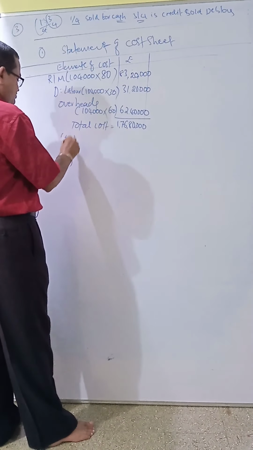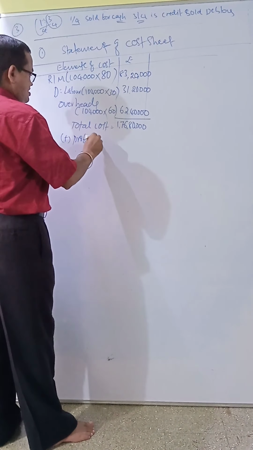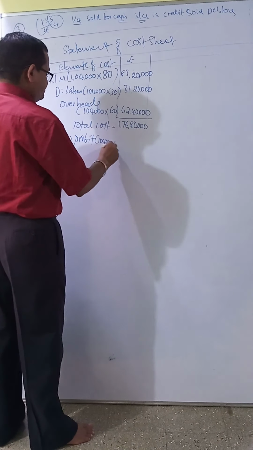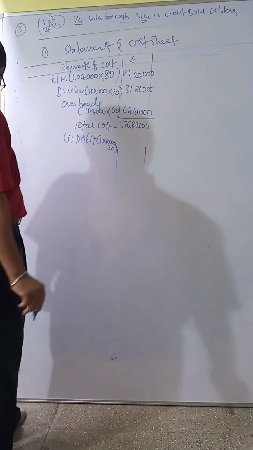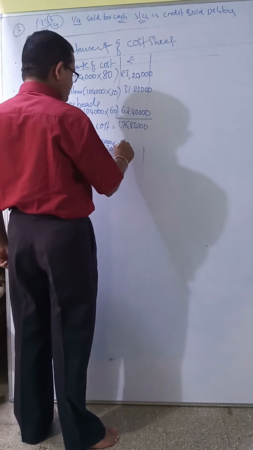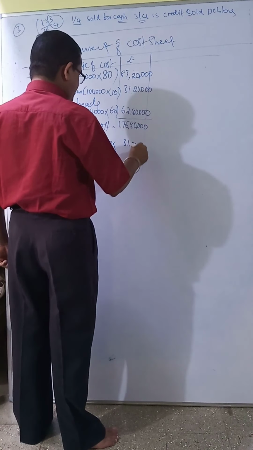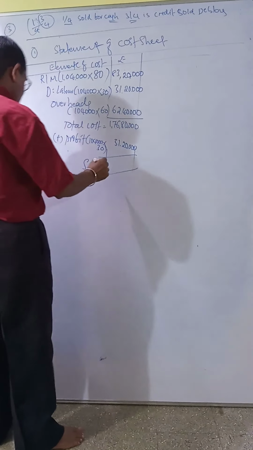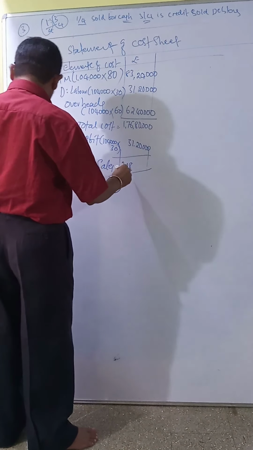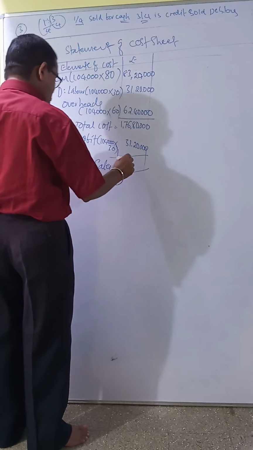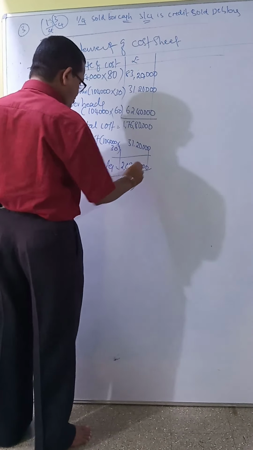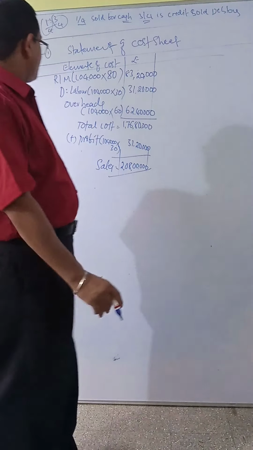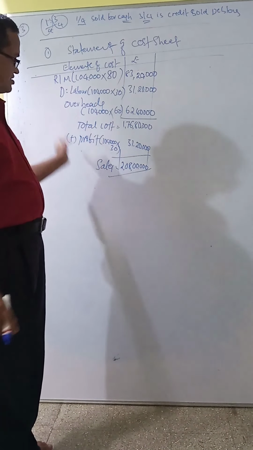Add profit. They have given profit per unit, so 1,04,000 into 30 gives 31 lakh 20,000. Cost plus profit is called sales. Add these two, and you get 2 crore 8 lakh. This is called sales. So this is the cost sheet: material, labor, overheads, total cost, add profit, sales.